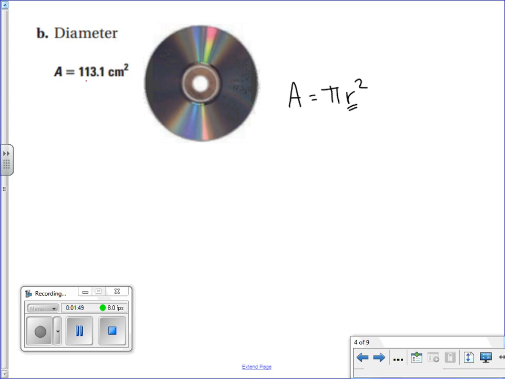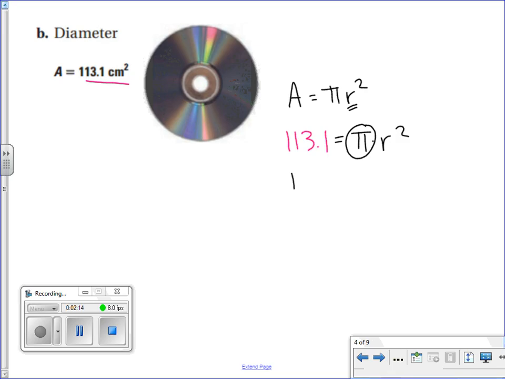We know that the area is 113.1. So 113.1 is equal to pi times r squared. R squared is just being multiplied by pi here. Remember, pi is just a number.